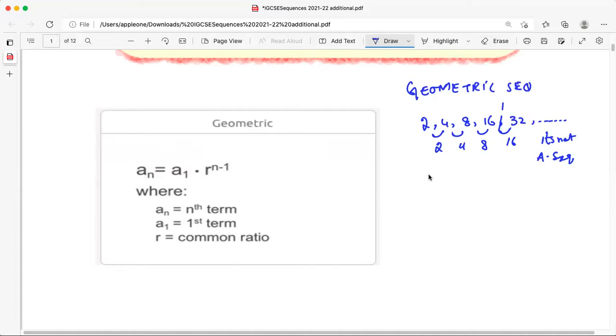So for a geometric sequence, what's the rule? Look at that thing. I'm explaining that. 2, 4, 8, 16, 32. Divide 4 by 2. Then the result is what? The result is 2. Divide then 8 by 4. The result is what? 2. Divide then 16 by 8. The result is 2.